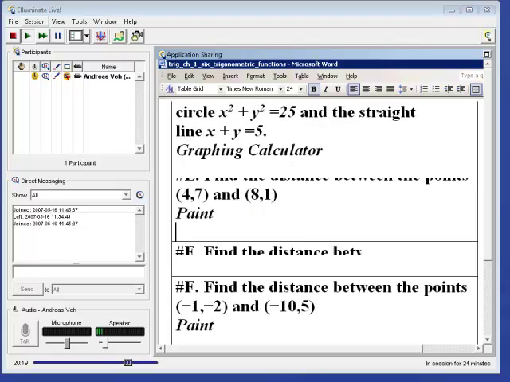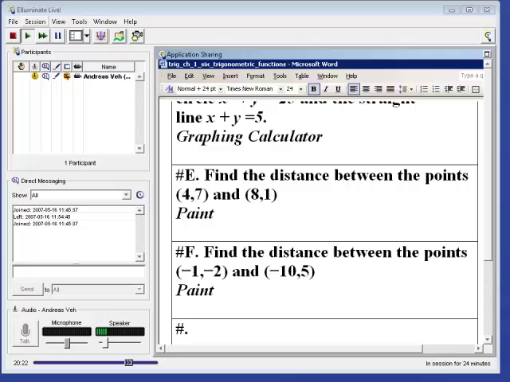Let me shift this a little bit down here because I need the square root sign. The distance, I'll call this little d, comes out to the square root of the difference of the x values, so 8 minus 4, so 4 squared, plus the difference of the y values, so 7 minus 1 squared, and then of course take the square root of that.